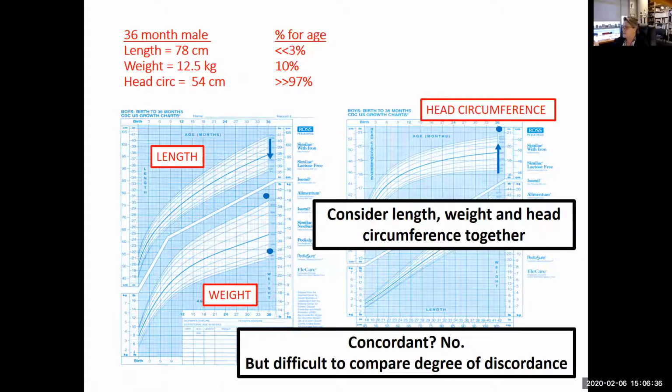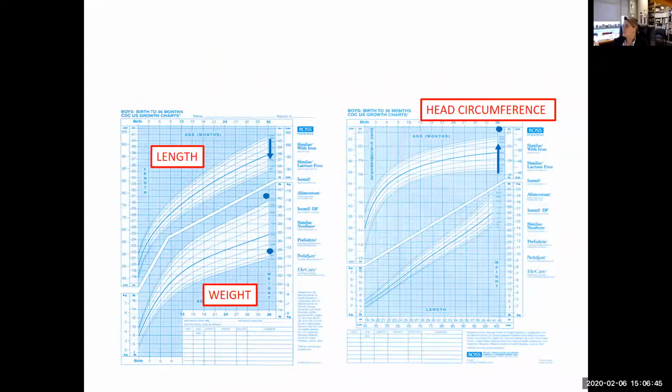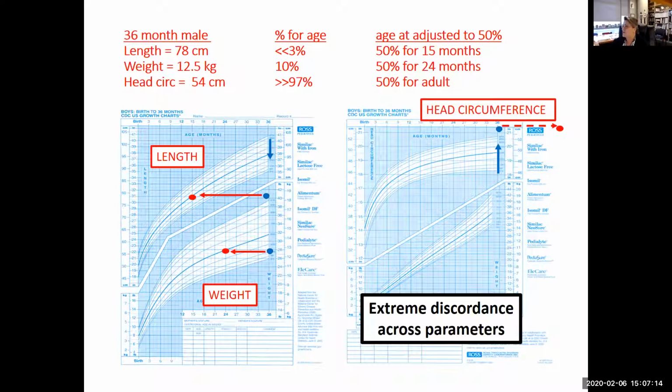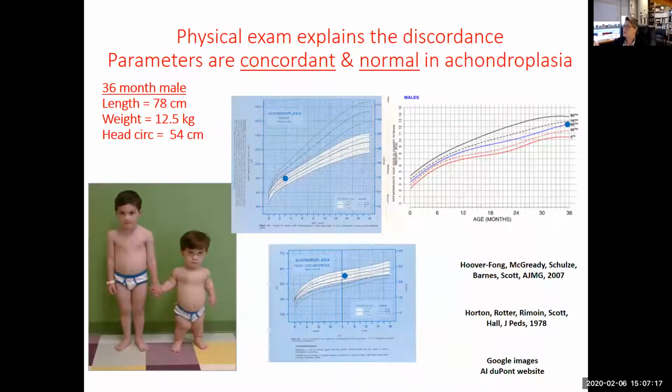They're quite discordant, but it is a little bit difficult to compare how discordant they are when they appear like this on these curves. So one suggestion is to take those exact same values and roll those back over onto the curve to the 50th percentile and then look at what the age is at that 50th percentile. So for that length of 78 centimeters, it's far below the 3rd percentile, but that's about a 50th percentile for a 15-month-old. The weight is a 50th percentile for a 24-month-old, and then you can really appreciate how large the head is for this particular child in that it's 50th percentile for actually an adult head. So that's extreme discordance across all 3 of those parameters.